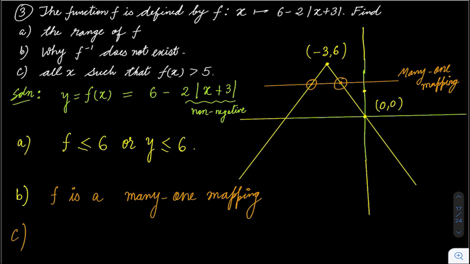C part. All x such that f(x) is greater than 5. Okay, so let's look at this problem. So now this is 6. So let's take this as 5.